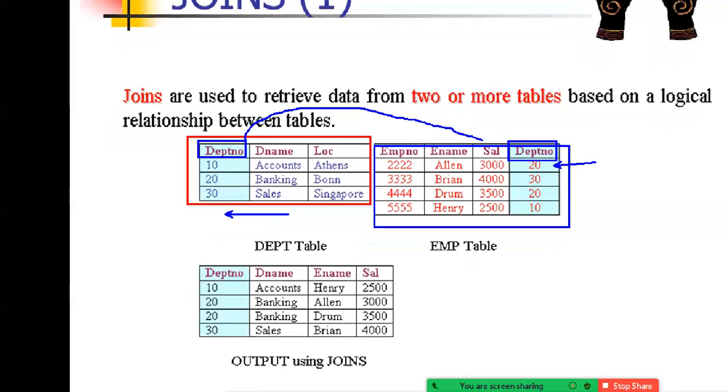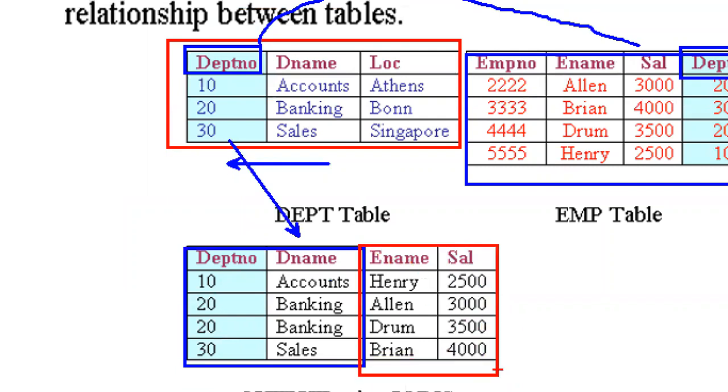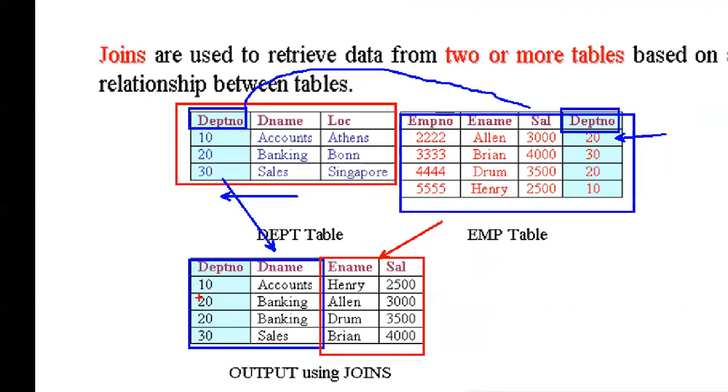And you can see when you use a join, what exactly happens is we are just getting some data from this particular table, and also we are getting some data from this table. When I say 10 is accounts, that means it links here and says Henry is working for this accounts department and he is earning 2,500.